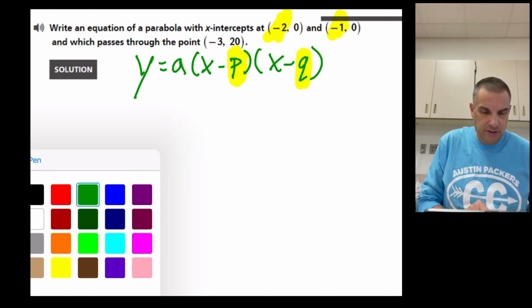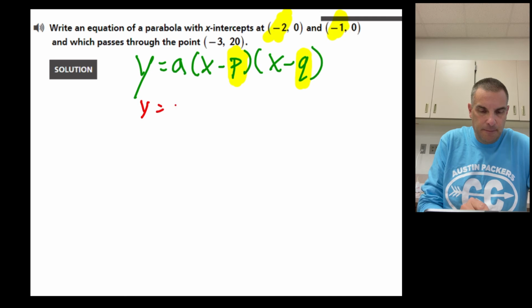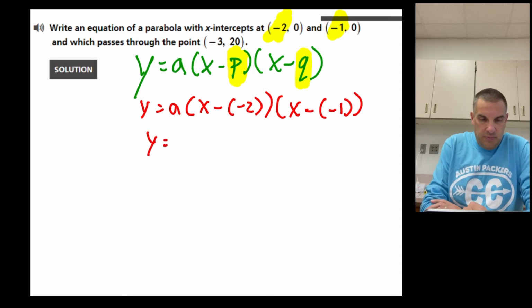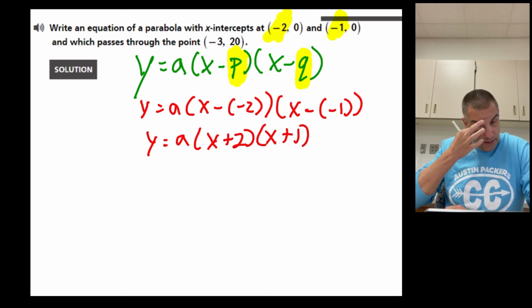So that's the first step: we're going to replace the p with our 0, and we're going to replace the q with our 0. I'm going to simplify that, and hopefully you see the little trick. I'm not going to tell you what it is. If you see it, you see it. If you don't, you don't. So there's what it looks like.